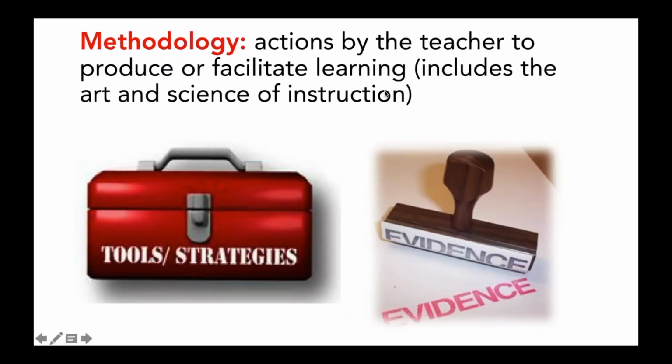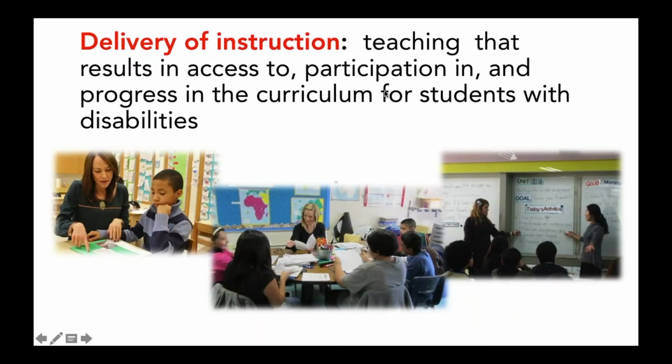Okay. And then the third thing that we can adapt is the delivery of instruction. Delivery of instruction. Teaching that results in access to, participation in, and progress in the curriculum for students with disabilities. So how you provide that explicit instruction, again, remember it's got to be matched to the student's unique needs. So some examples of this might be providing instruction in a one-on-one setting or a small group, or perhaps even co-teaching in a general education classroom.